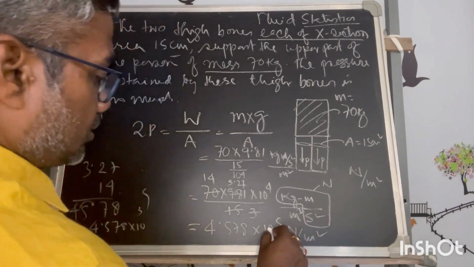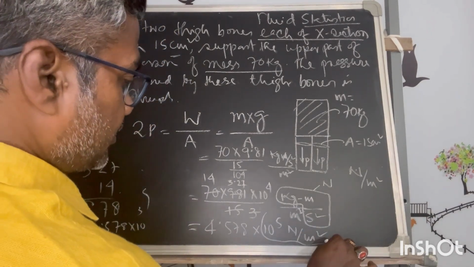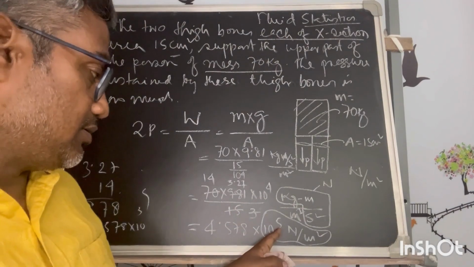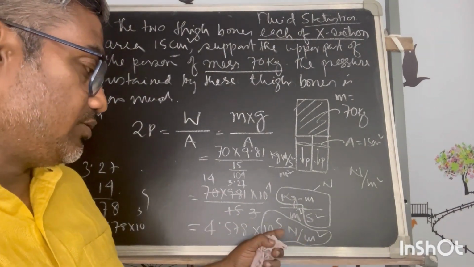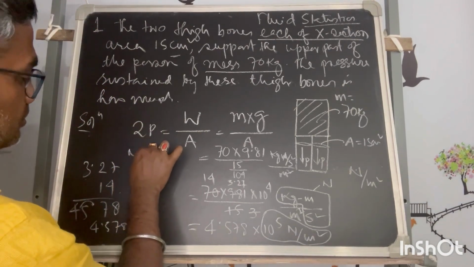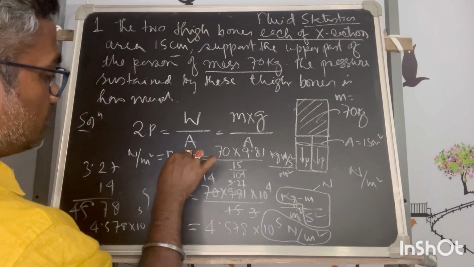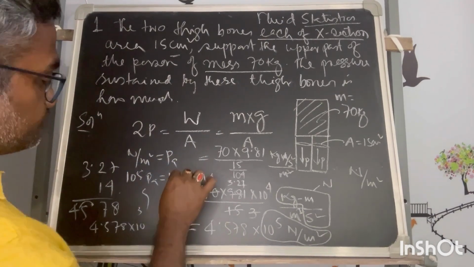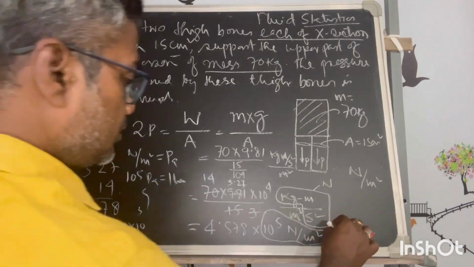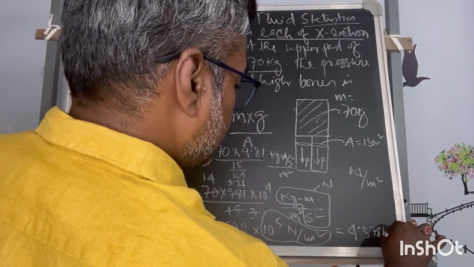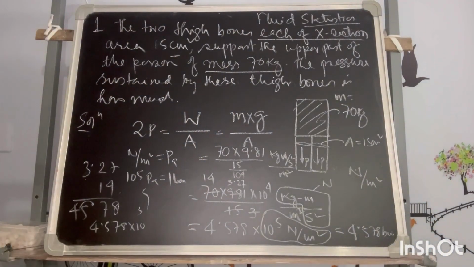Why am I doing that? Because this has a specific unit conversion. 10 to the power 5 Newton per meter square is equal to what? Newton per meter square, in other words we can say Pascal. So 10 to the power 5 Pascal is equal to what? 1 bar. So if I want to put it in respect of bar, I can put bar. Okay. So this is your answer. This much.